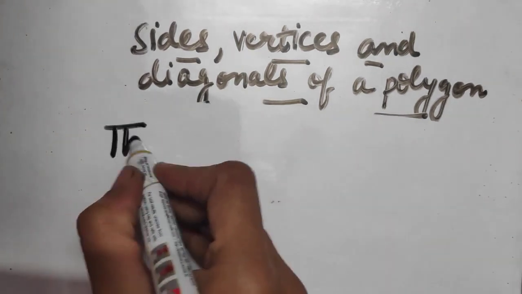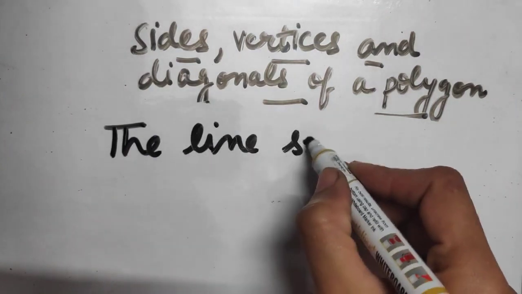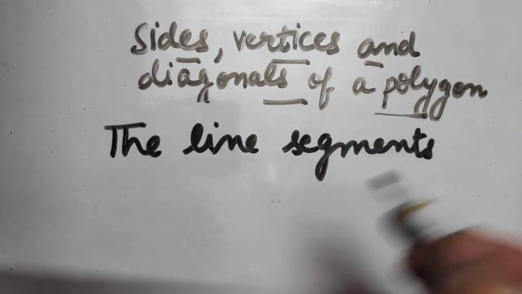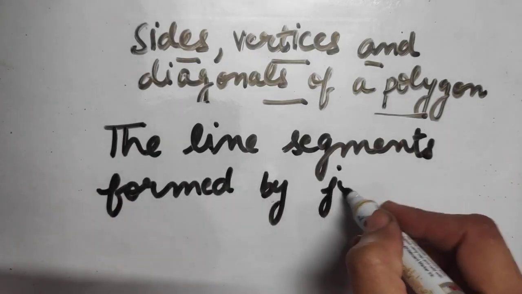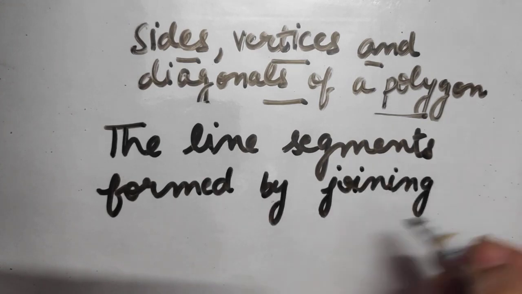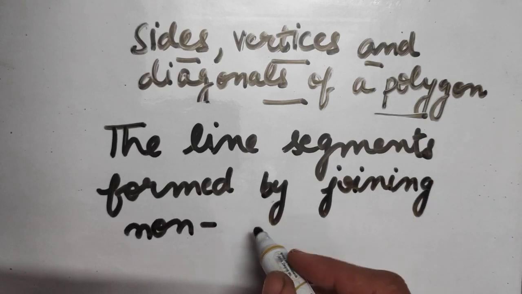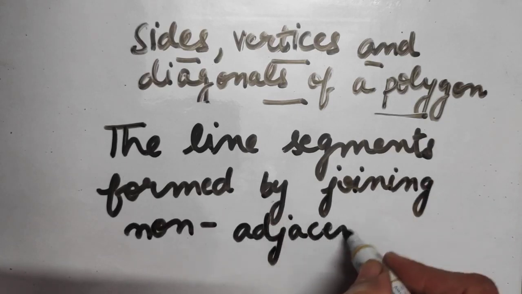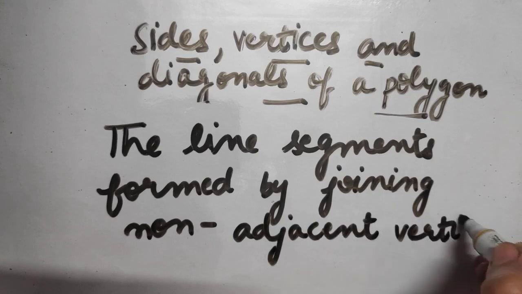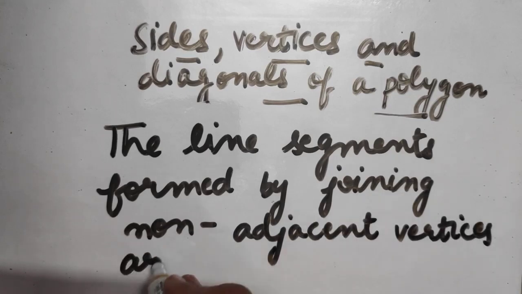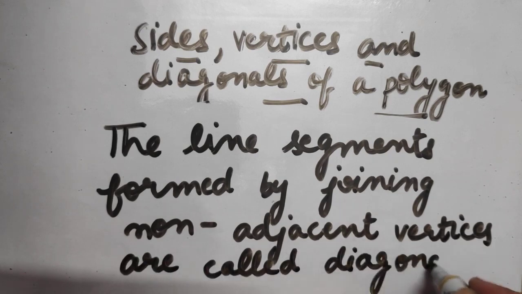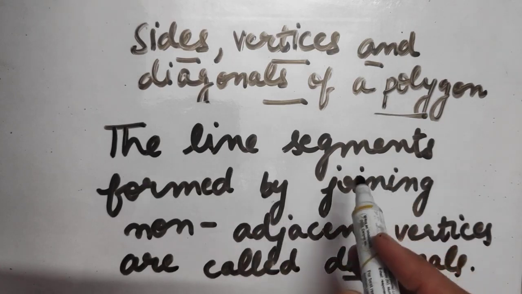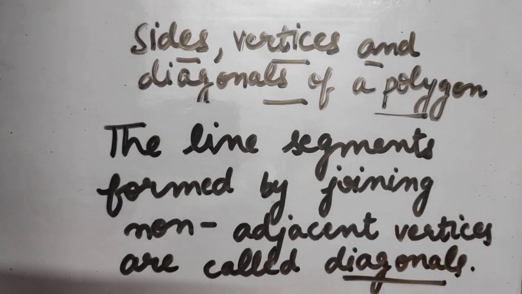The line segments formed by joining non-adjacent vertices are called diagonals of the polygon. So I have told you the definition. Now with the help of a figure, I will be explaining sides, vertices and diagonals.